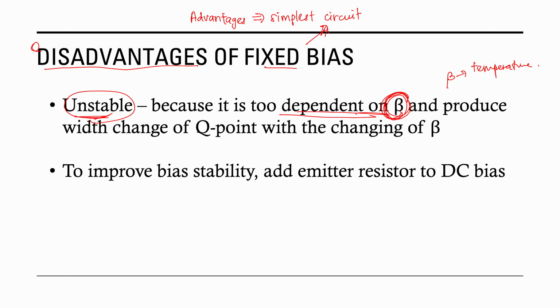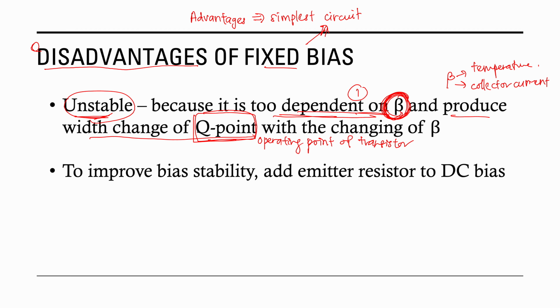or the value of the collector current. So that is the first reason, and it produces a change of the Q point. Once your beta changes, your Q point, the operating point of the transistor, also will change.